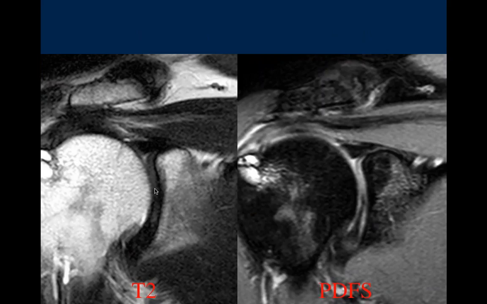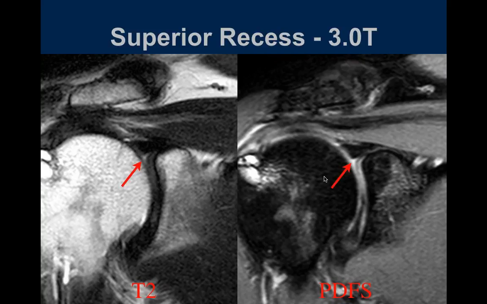Here's a T2 weighted image where we can again see this fluid superficial to the articular cartilage, going between the articular cartilage and the superior labrum. And on the PD fat-sat image, we can see it even better here between the labrum and the articular cartilage. So this would be a superior recess, and this is generally considered a normal variant.